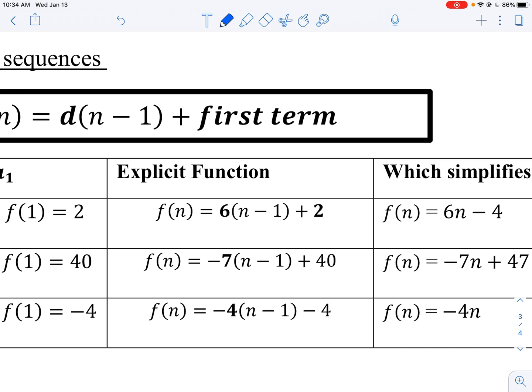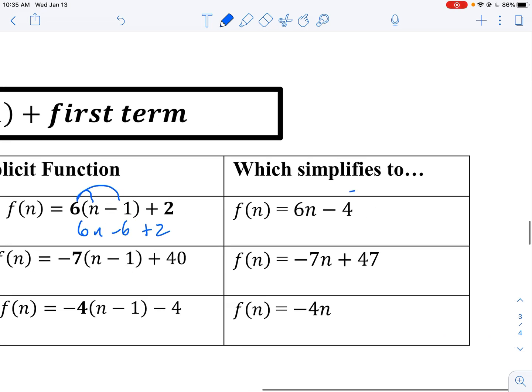But this is actually not simplified, and I want you to simplify it. The way you simplify it is by distributing that in. You get 6n minus 6 plus 2. And then you find that these two terms here are always going to combine together, and that'll give you a negative 4. And so this over here is the simplified complete form that I would like for you to put on your assignments when you're asked to get the explicit function.